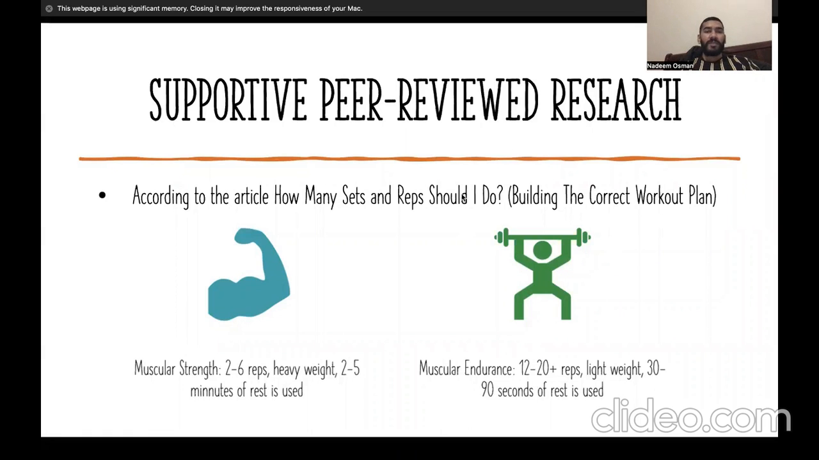So now here we are with the supportive peer review research. I want to make sure when I create the package and the program that I am getting the proper reps, sets, and rest time, so the participants get the most benefits for their category. The article stated for muscular strength, stick to 2 to 6 reps heavyweight with a 2 to 5 minute rest time. And for muscular endurance, it said you can go from 12 to 20 or more reps with lightweight and 30 to 90 seconds rest time.